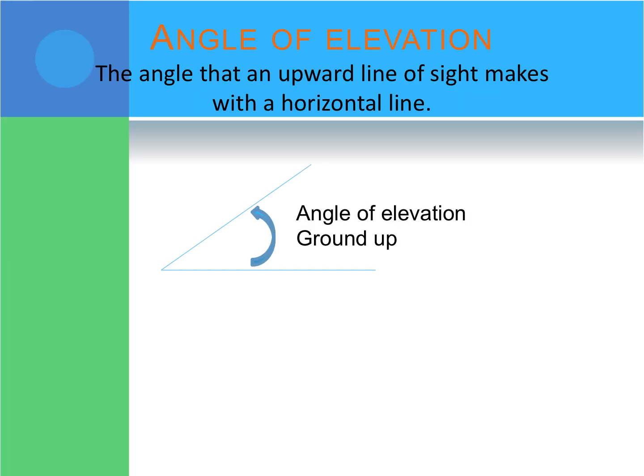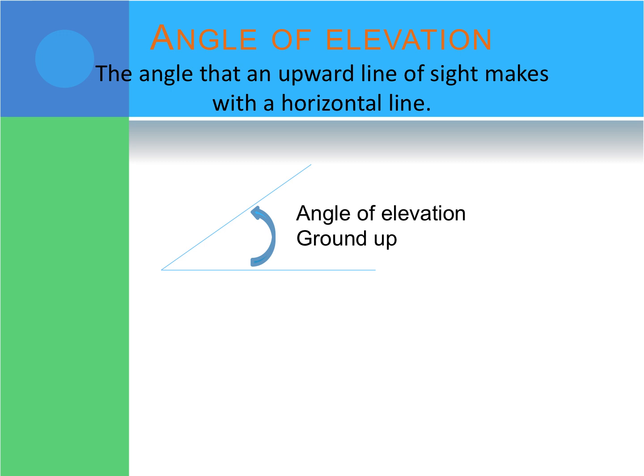All right, 2 things we're going to cover, angle of elevation and angle of depression. This is elevation: the angle that an upward line of sight makes with a horizontal line. Think of it as if I'm standing on something and looking up, that's my angle of elevation. Elevation goes up. Depression goes down, okay? So angle of elevation going up.